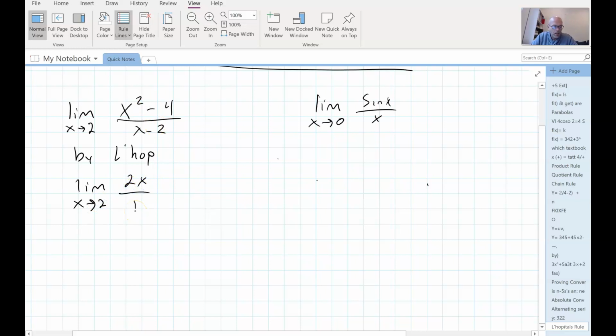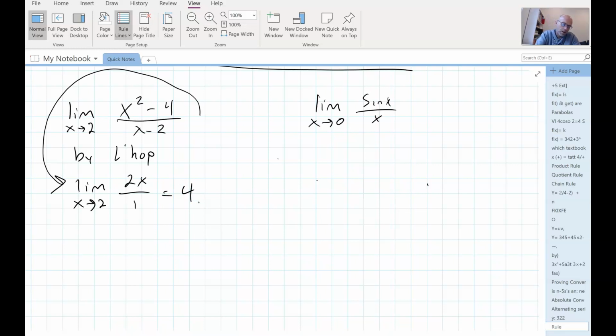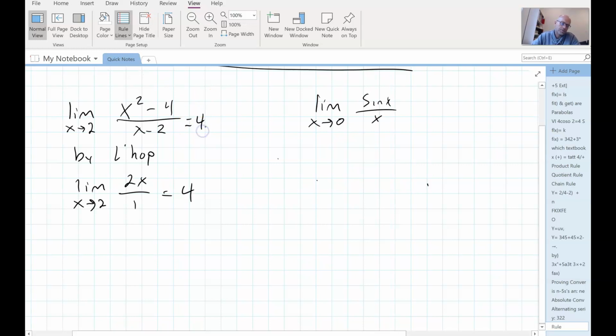So by L'Hôpital's rule, we're saying that this limit is equal to that limit, and that limit is clearly equal to 4, which of course is the same thing we got last time when we were doing algebra, right? So therefore, because of L'Hôpital's rule, we can say that this one is also equal to 4.